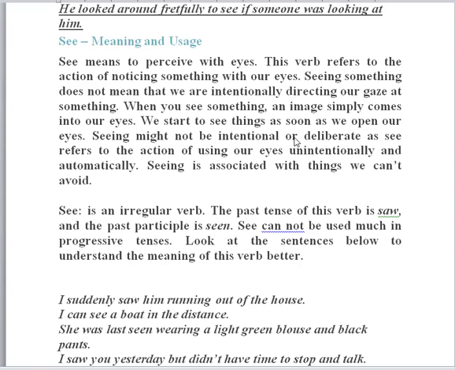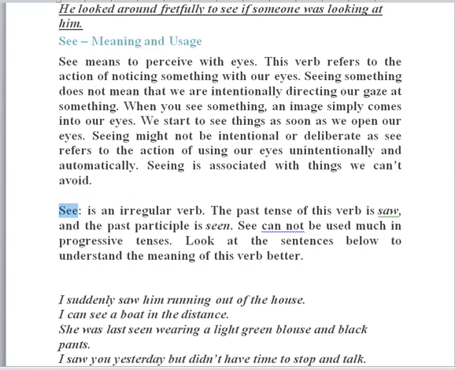Seeing might not be intentional or deliberate, as see refers to the action of using our eyes intentionally and automatically. Seeing is associated with things we can't avoid.